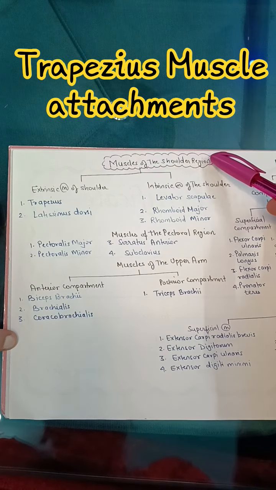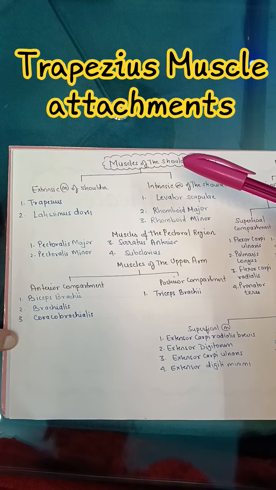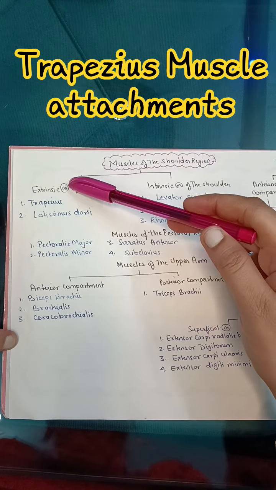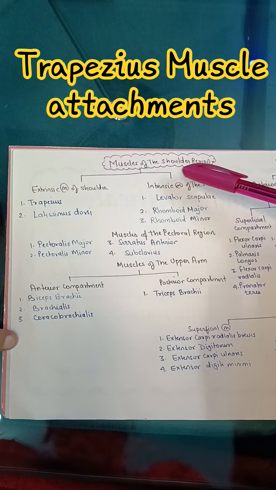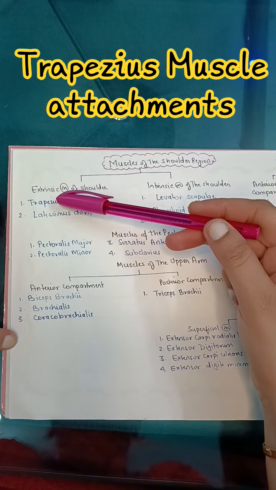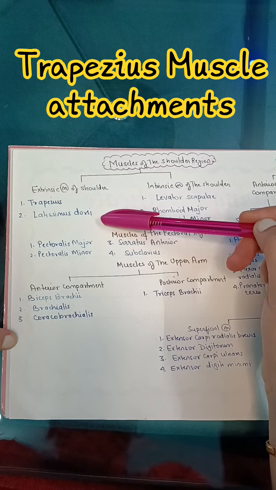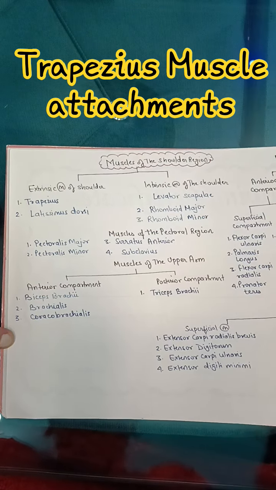So, starting from the shoulder region, the muscles of the shoulder region are divided into extrinsic muscles and intrinsic muscles. In extrinsic muscles, there come the trapezius and latissimus dorsi. So let's start with the trapezius.